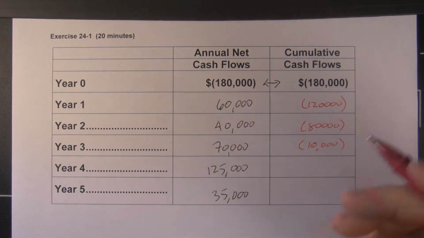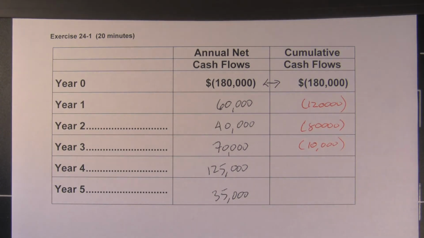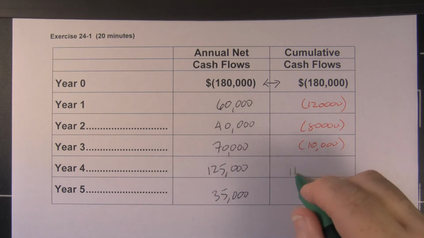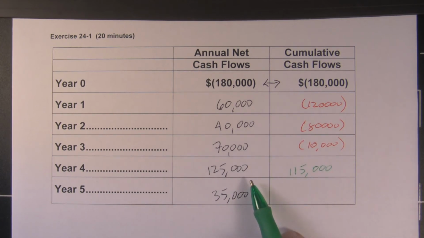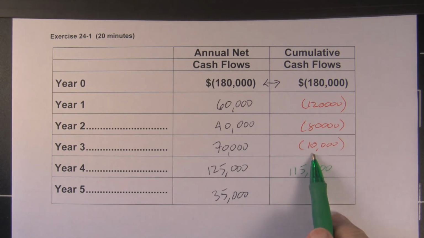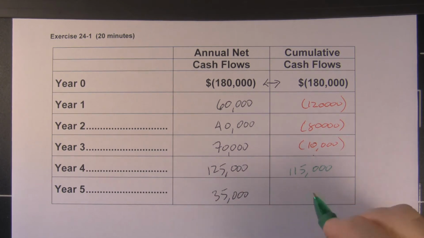Year four, it switches. Year four, we end up with 115,000 positive cash flows. We got 125, we paid off the 10, and in year five we end up with 150,000. So we do end up with a positive cash flow, but the company wants us to know when.